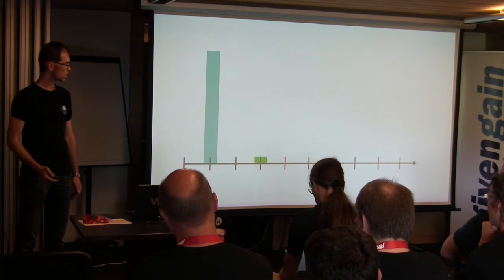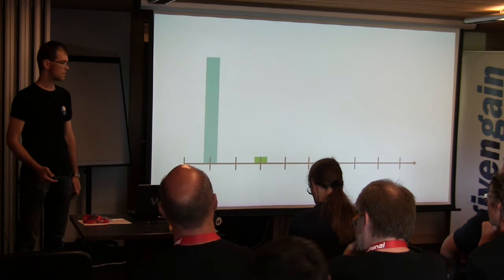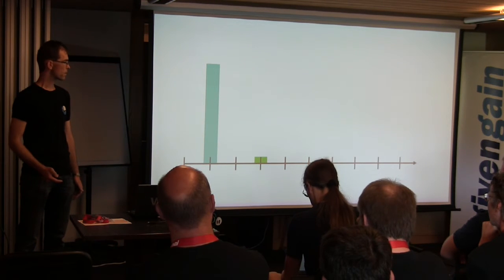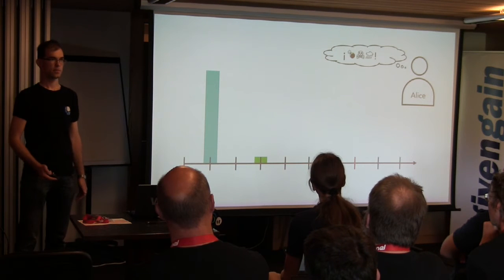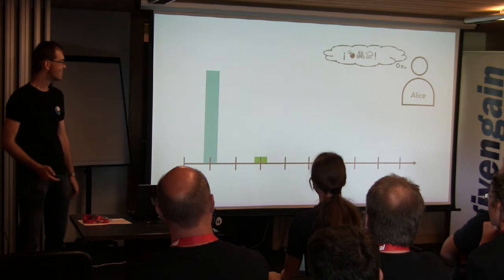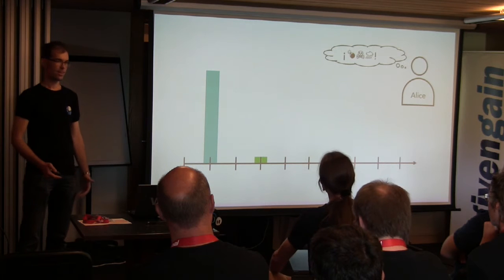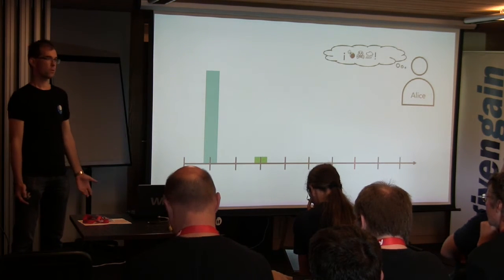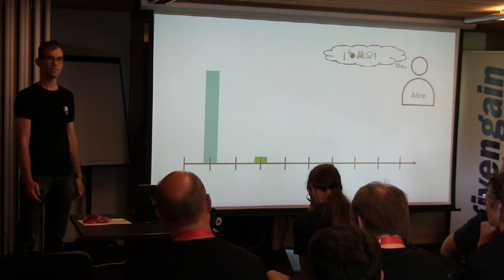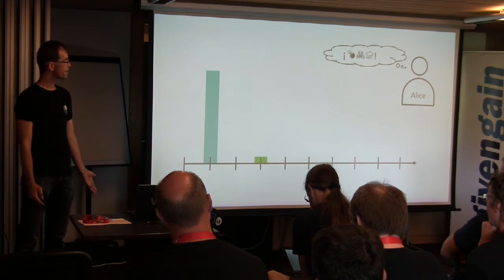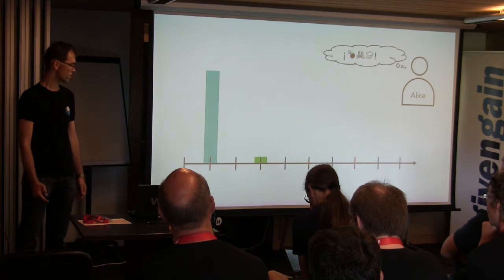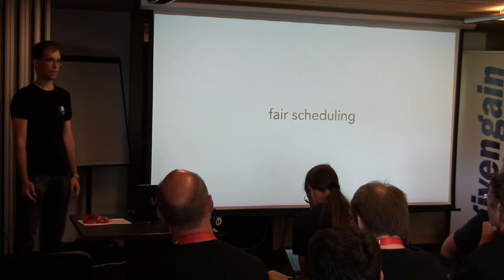And the problem is, it should be done rather soonish, but it gets longer and longer, and Alice gets a bit grumpy because her jobs, which are supposed to run rather soon, take longer and longer. So we need some kind of fair scheduling.